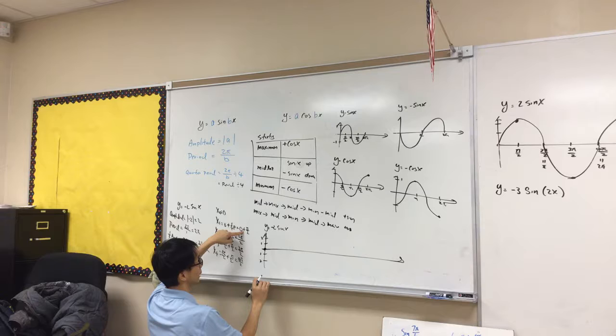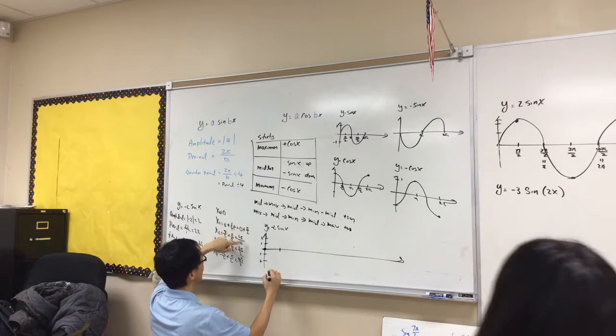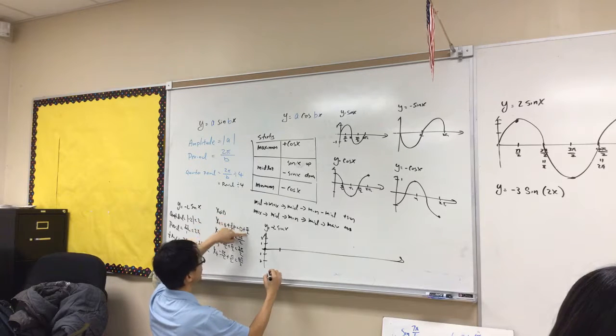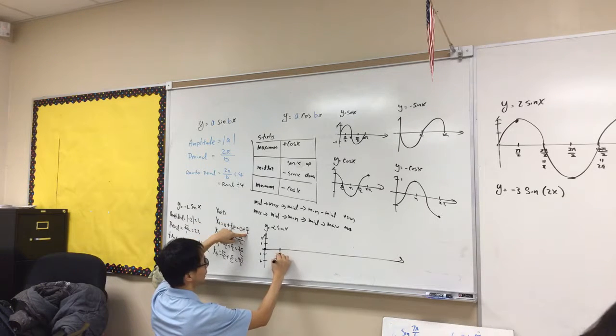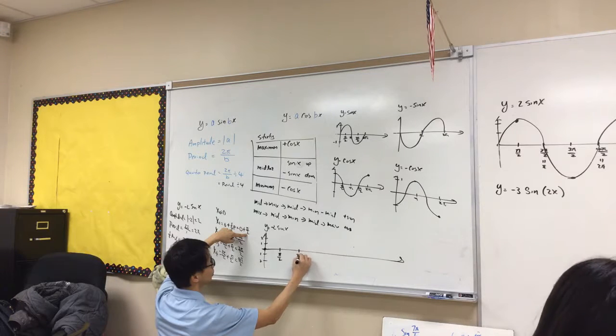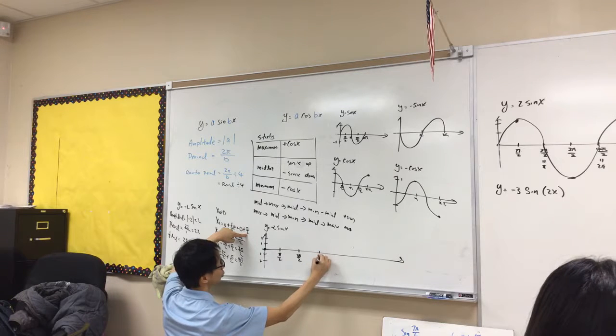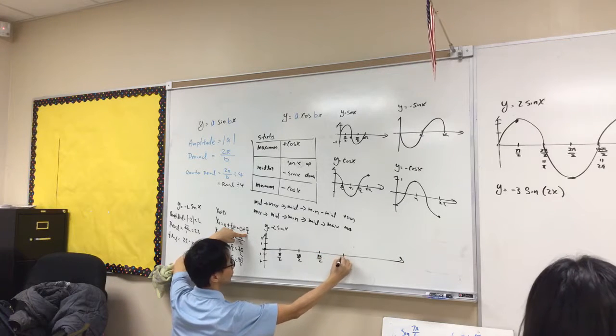Okay? Now, what's the next coordinate I'm going to go to? I start at 0. What's the next coordinate? Pi over 2. And then what's the next coordinate? 2 pi over 2, which is pi. 3 pi over 2, 4 pi over 2. Good.